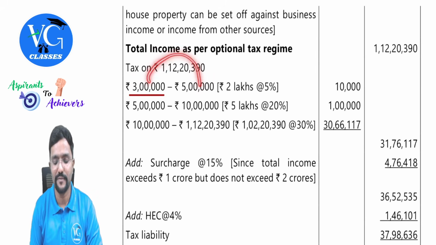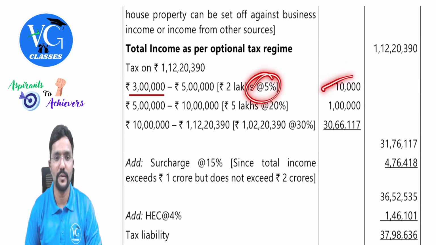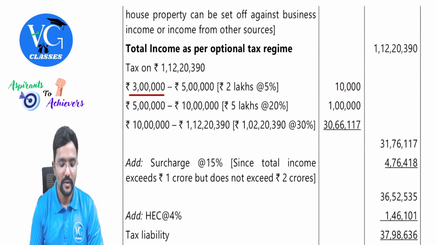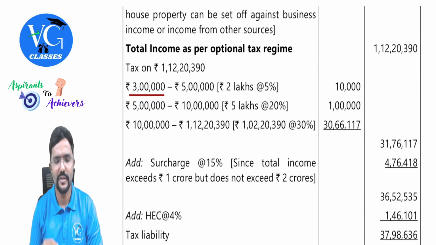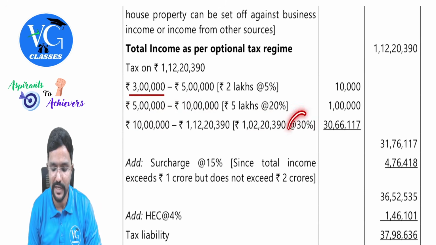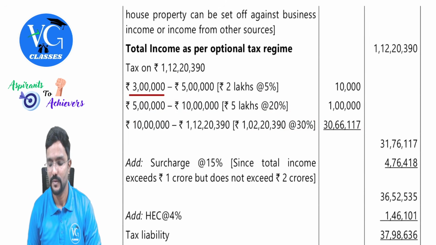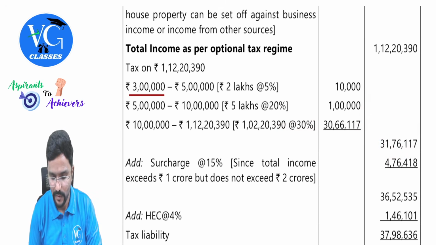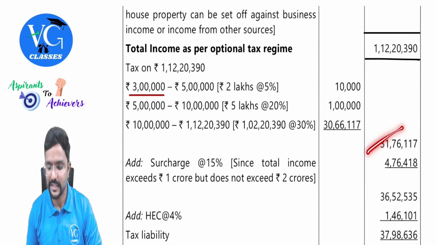3 lakh to 5 lakh, it is 5%, which comes to 10,000. Then 5 lakh to 10 lakh, it is 20%, which comes to 1 lakh. So more than 10 lakh, you do total income minus 10 lakh. You will get 1 crore 2 lakh 20,390 into 30%. You will get this figure. So gross tax liability will be this. Better you close the amount column here. If not, you will add that also. Better to close like this. Yeah. So gross tax liability is this much, sir.